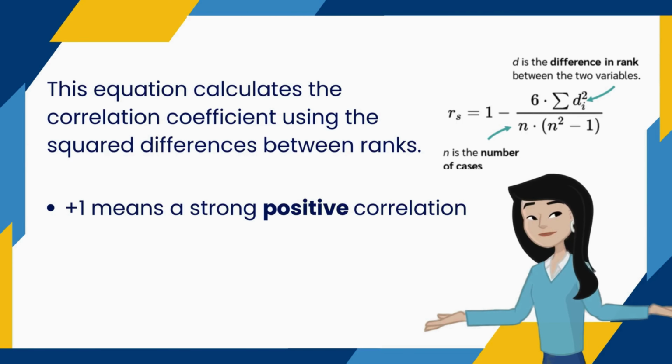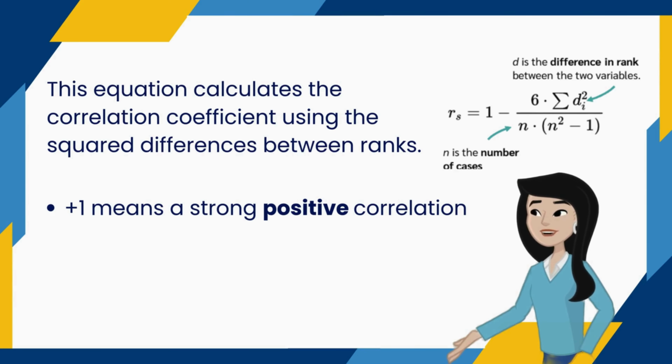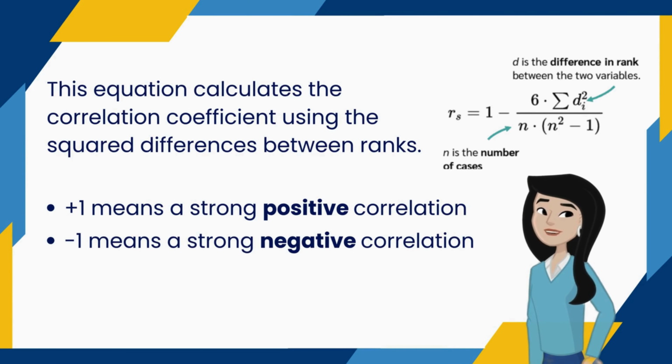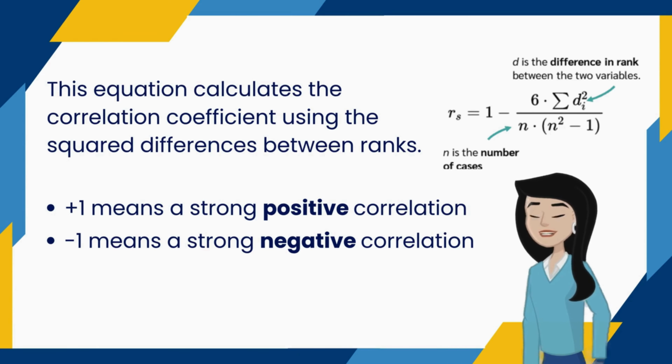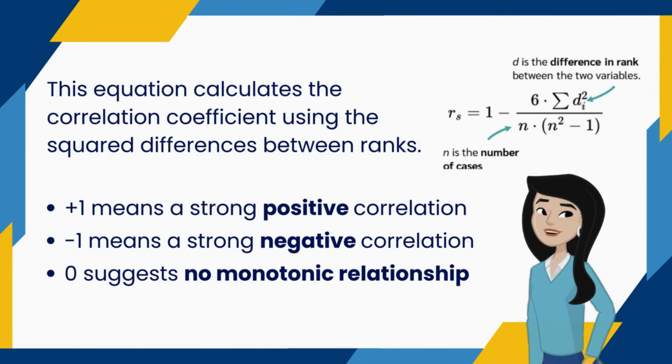A value close to +1 means a strong positive correlation. As one rank increases, so does the other. A value close to -1 means a strong negative correlation. As one rank increases, the other decreases. A value around 0 suggests no monotonic relationship between the variables.